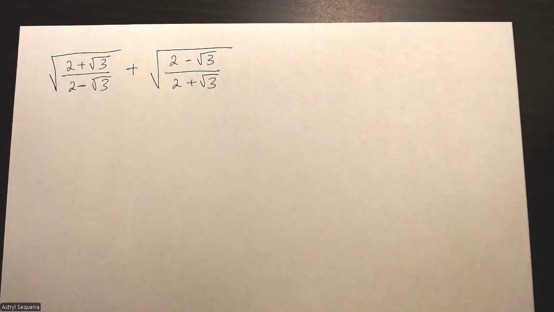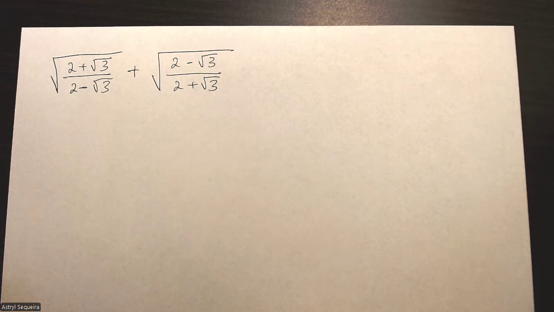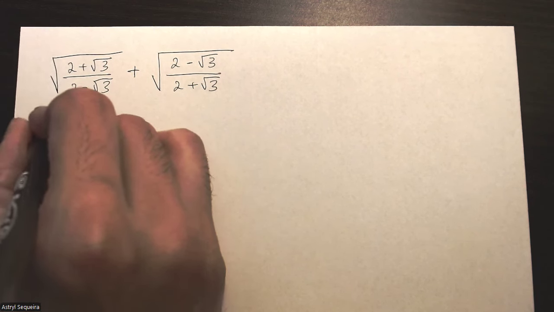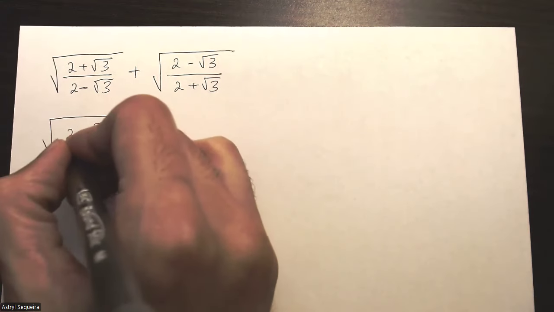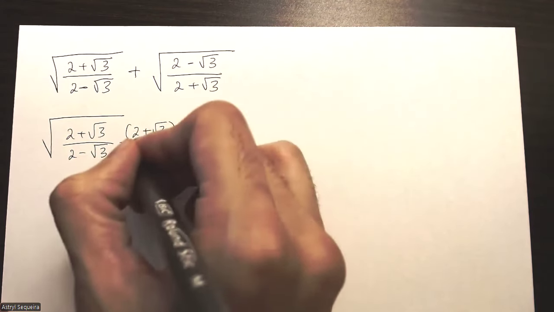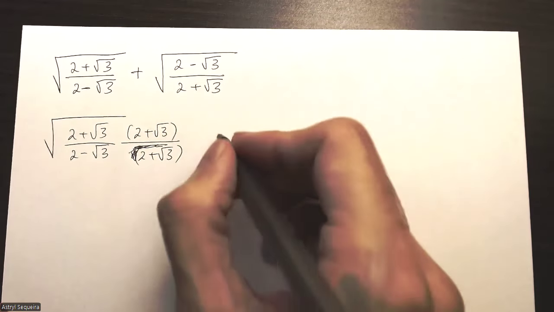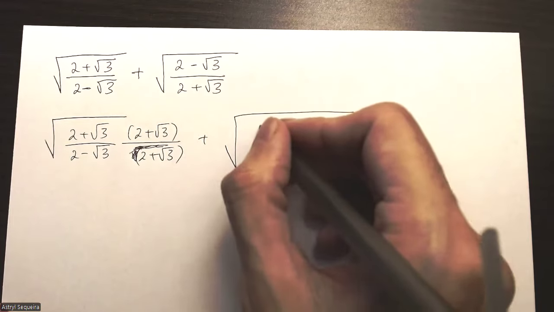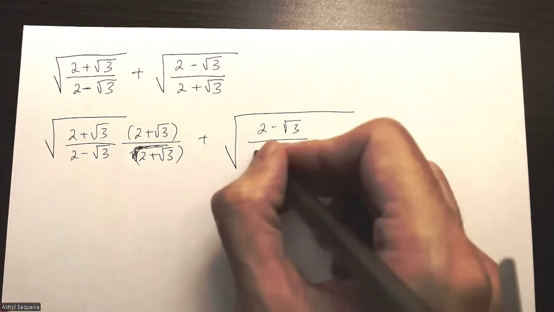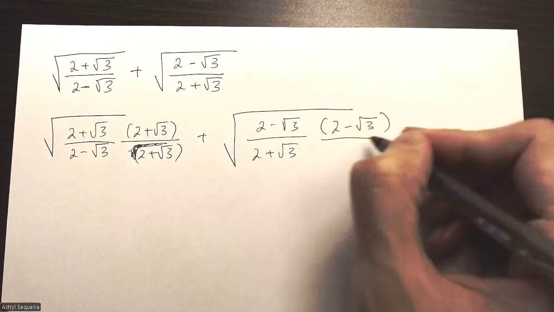All right, in this video, I want to simplify these radical expressions over here, or I guess these radical values. And to do that, I just have to rationalize the insides of the radicals. So for the first one, I'm going to multiply the top and bottom by 2 plus root 3. Bracket. And for the second one, I'm going to multiply the top and bottom by 2 minus root 3.